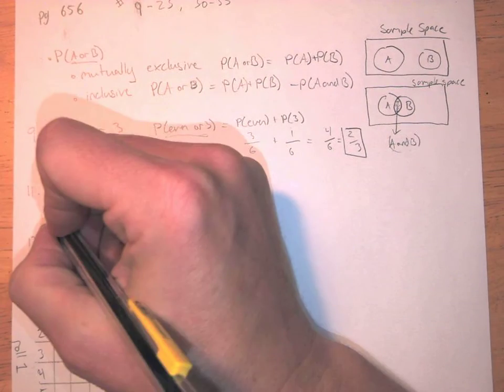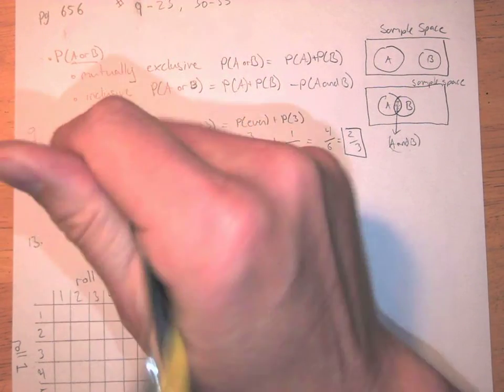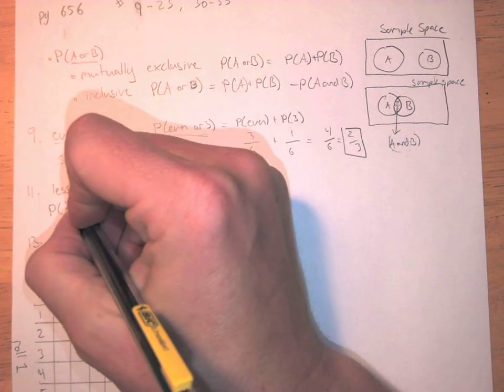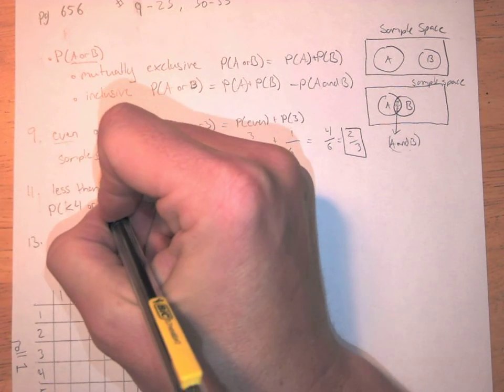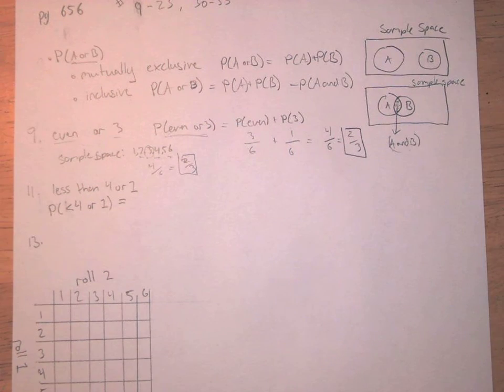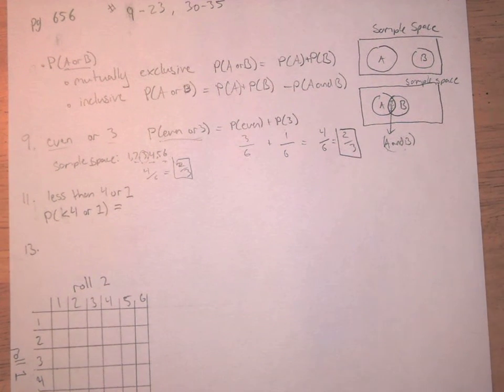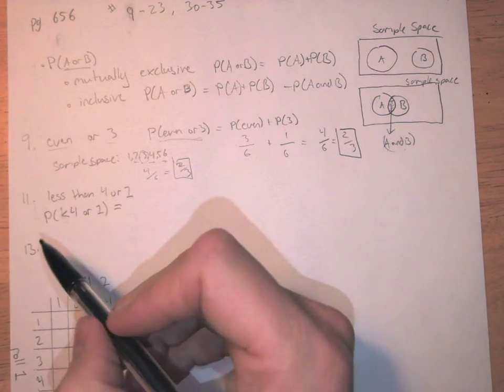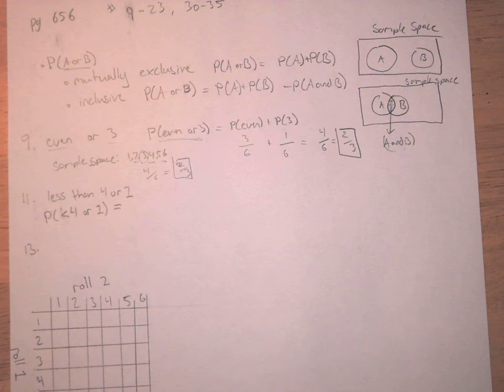So we want the probability, I'm going to use a symbol here so it's a little bit quicker, of getting less than 4 or a 1. Well, these are actually inclusive. They overlap because 1 is less than 4, so it falls into both categories. The things that are less than 4 are 1, 2, 3, and the things that are 1 are just one of them. So they overlap.